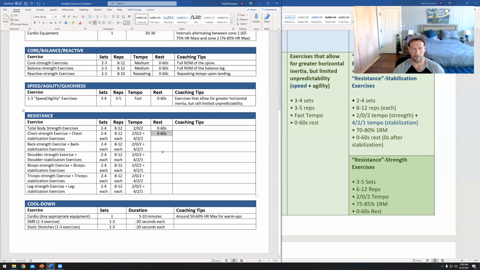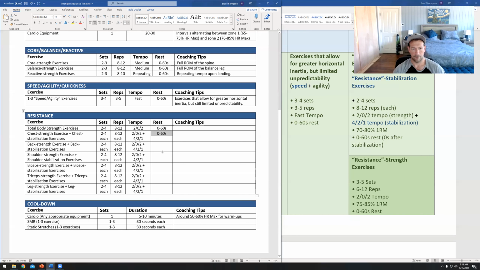And then for our intensity, that is going to be 85 to 100% 1 rep max for your strength movements, plus 30 to 45% 1 rep max for power, or up to 10% body weight for power. So that's one thing that's a little bit complicated.